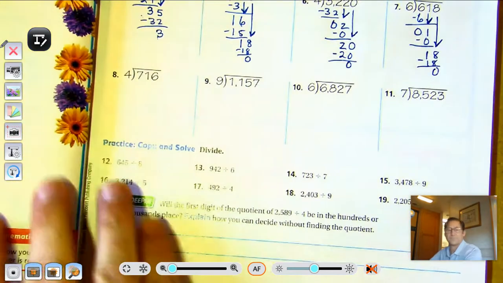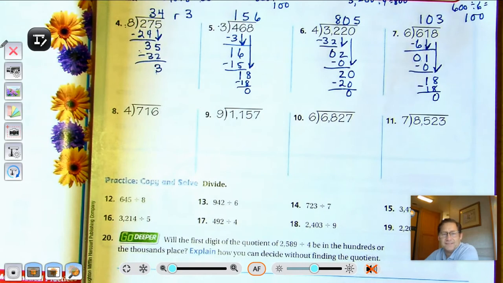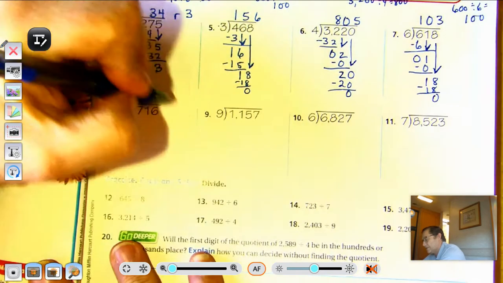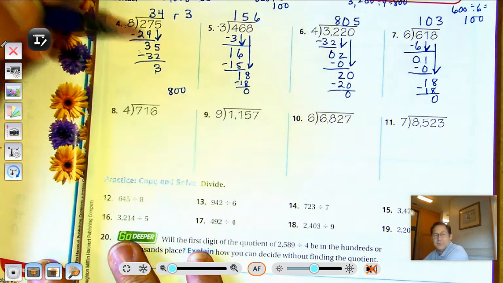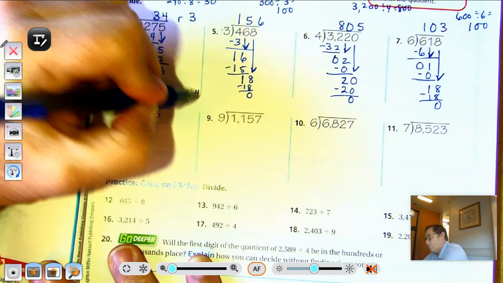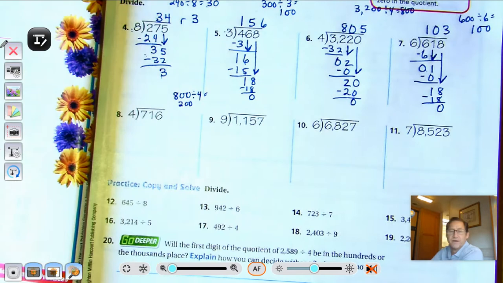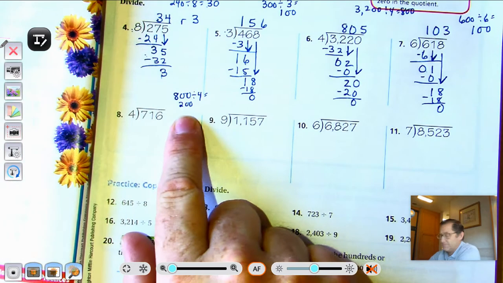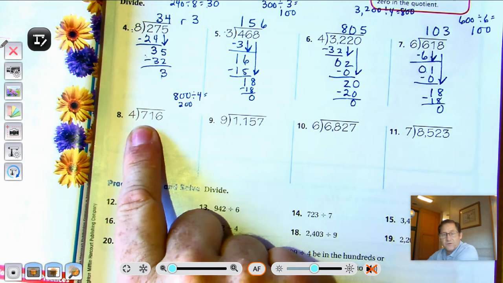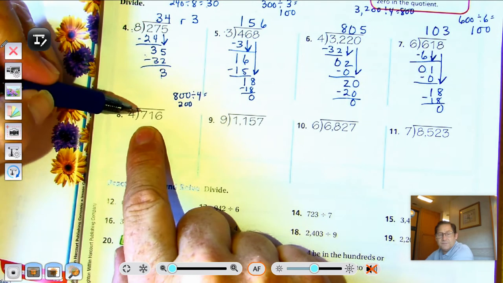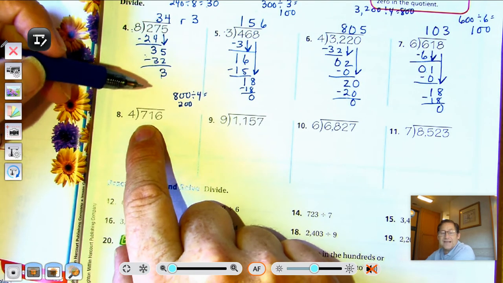Number 8, 716 divided by 4. 4, 8, 12. Okay, so 8, the basic math fact, 8 divided by 4 is the closest to 700. So we're going to go 800 divided by 4. 4 times 2 is 8, so 800 divided by 4 is 200. Okay, so since my estimate is 200, my first digit is going to be in the hundreds.